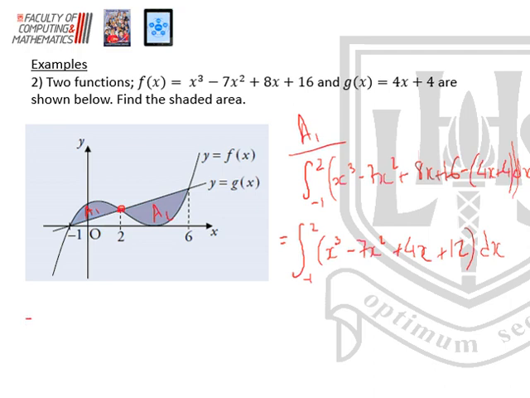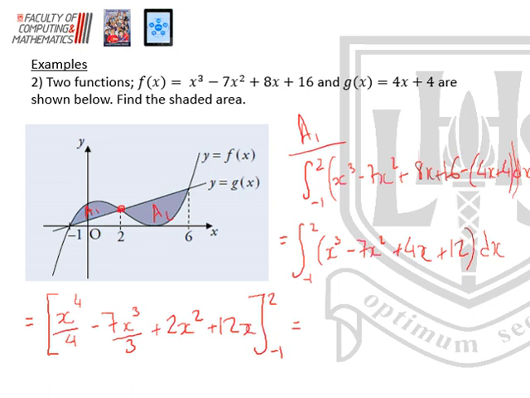So integrating that means it's going to be x to the power 4 over 4 minus 7x cubed over 3 plus 4x squared over 2, which is 2x squared, plus 12x between those limits 2 and minus 1, which, so you do, that becomes 2 to the power 4 over 4 minus 7 times 2 cubed over 3 plus 2 times 2 squared plus 12 times 2.